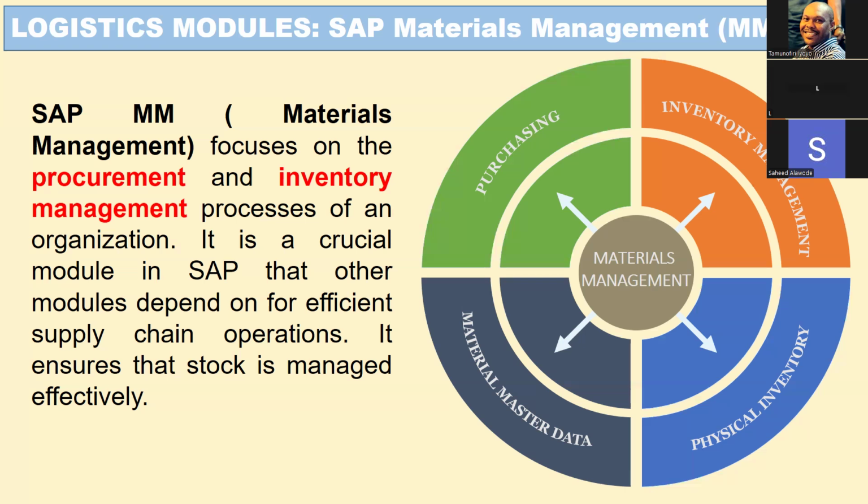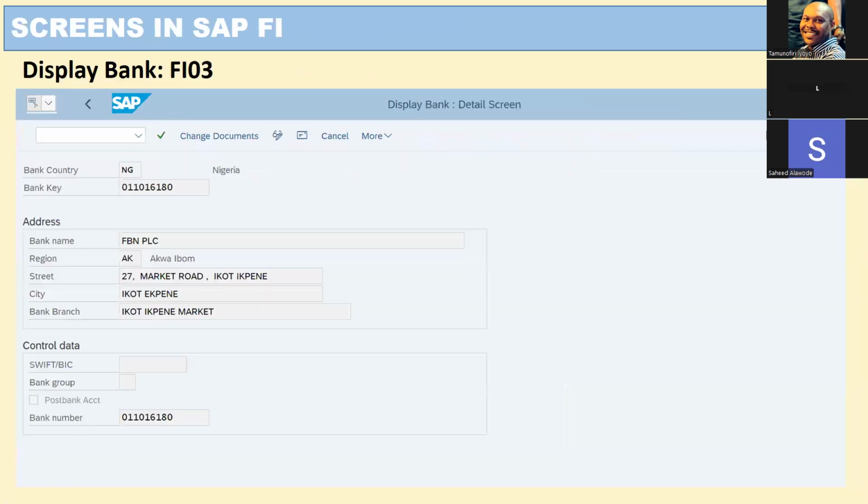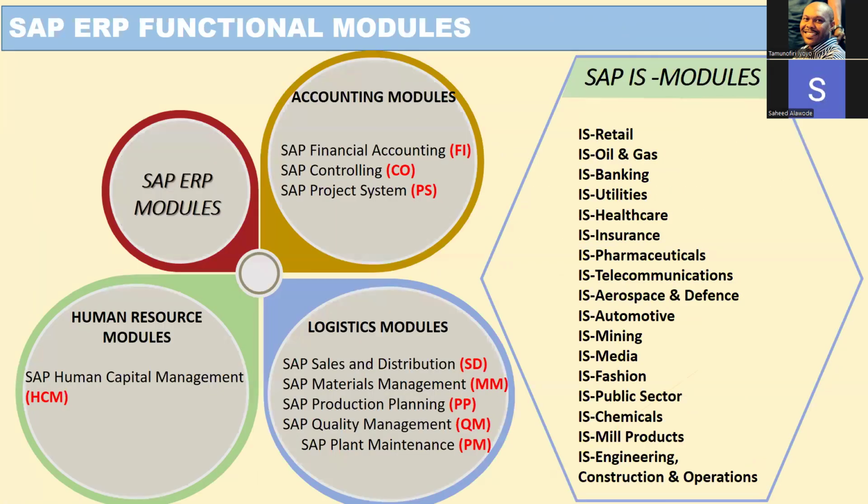Okay, so today's session, we will continue with the SAP logistics model. Just as we said yesterday, there are several modules in the logistics module. So just a brief recap of what we have in the logistics module. We have the SAP SD, we have the SAP MM, we have the SAP production planning, we have the SAP quality management, and also SAP plant maintenance. What we did yesterday was the SAP SD for the logistics model.